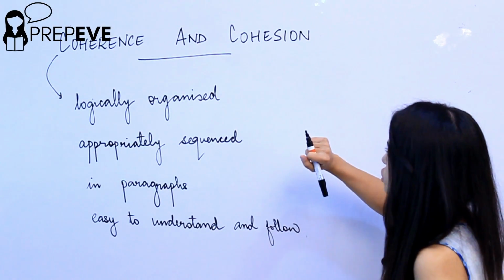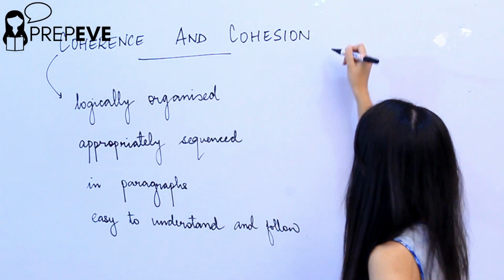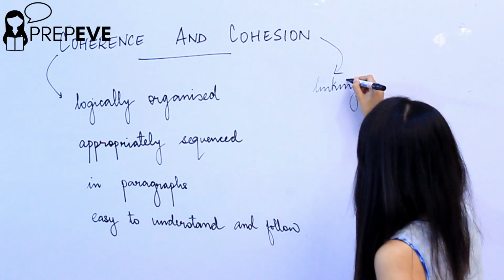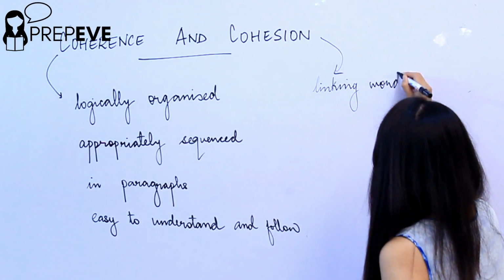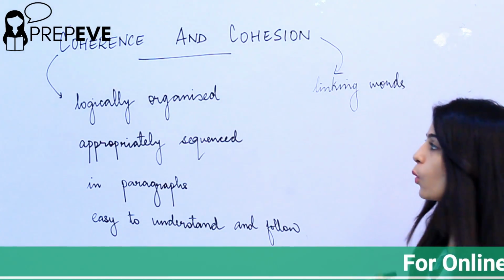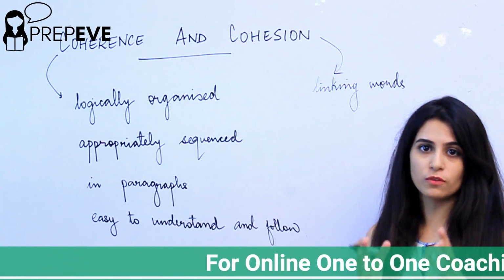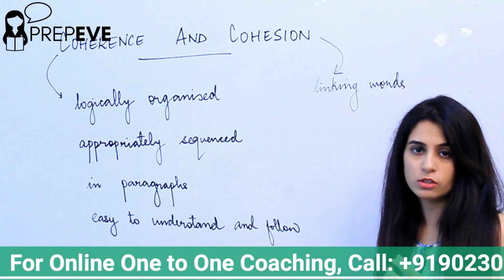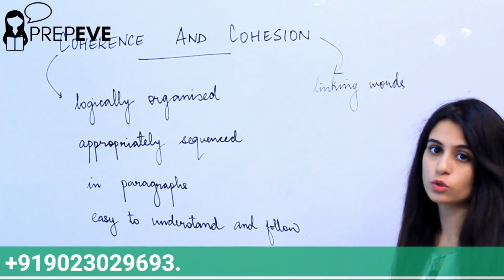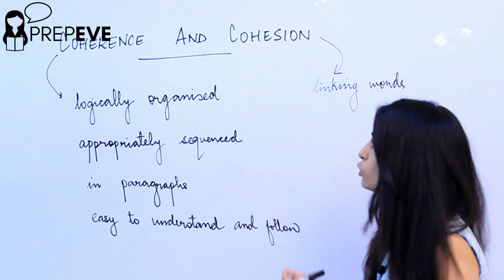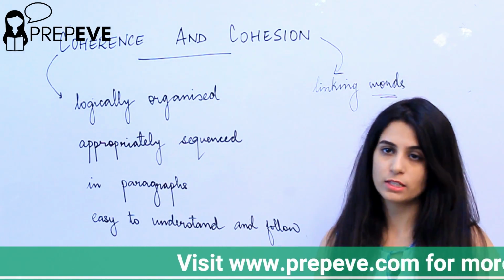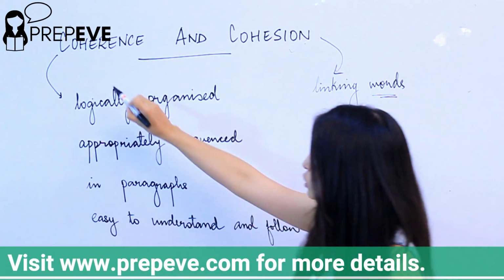What in fact is cohesion and how is it different from coherence? Cohesion refers to linking words. I am pretty sure you must have heard about them by now. These words help in connecting paragraphs, connecting different ideas, and also connecting sentences or parts of sentences. So these connectors give connection to your essay. It gives a flow to your essay. So it is very necessary or mandatory to use connectors or linking words to create cohesion in your essays. Okay, so this is cohesion, this is coherence.